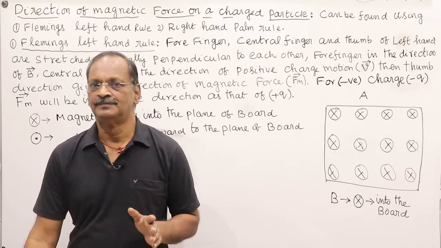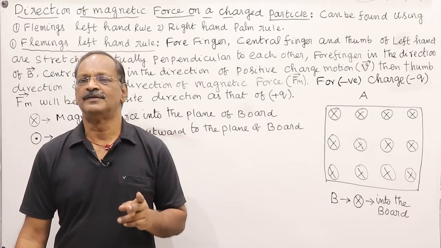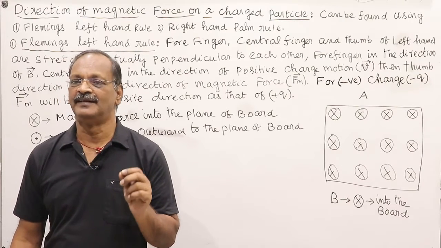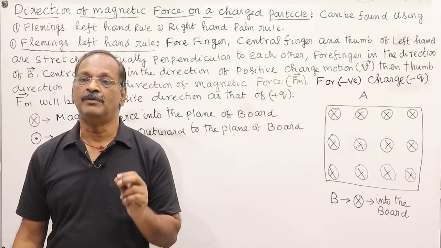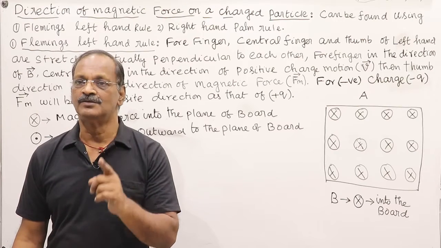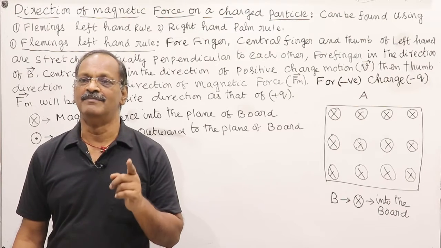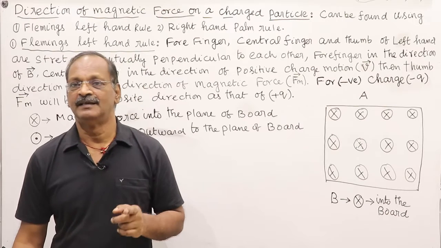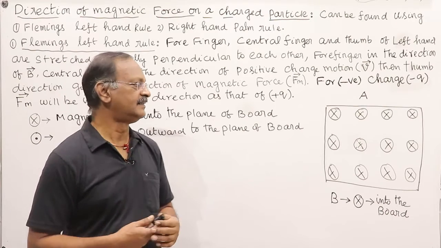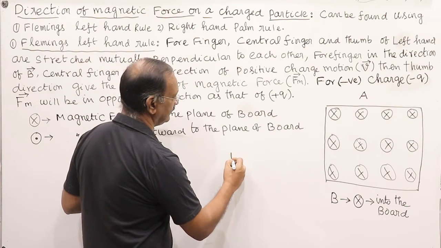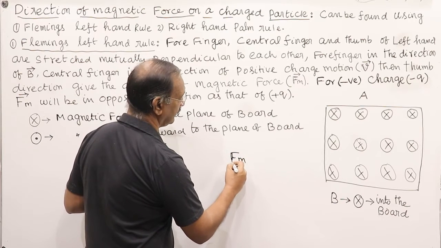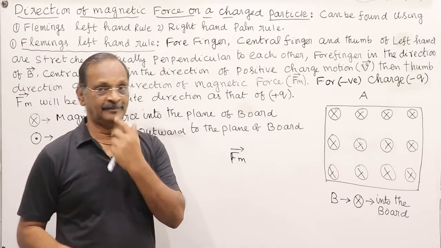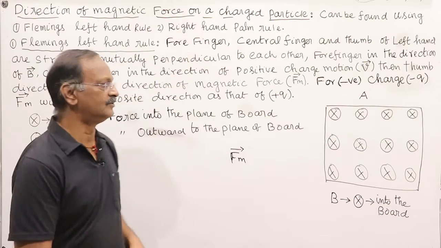Need not confuse. First we will take up two rules: Fleming's left hand rule and the right hand palm rule. These rules are used to find the direction of magnetic force on a charged particle. I repeat, the direction of magnetic force, that is Fm. When a charged particle is moving in a magnetic field, we use these two rules.